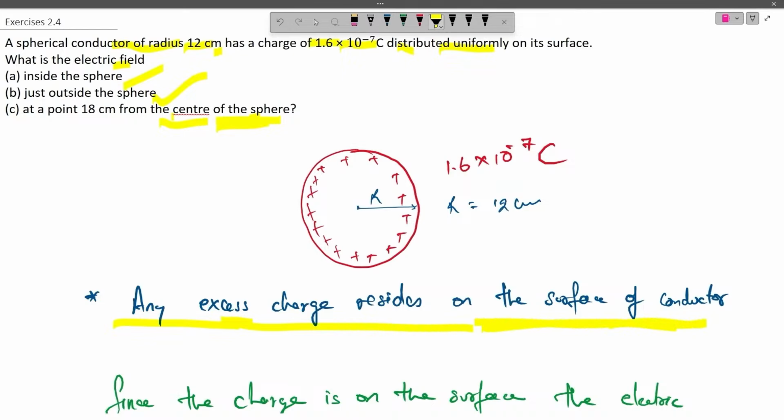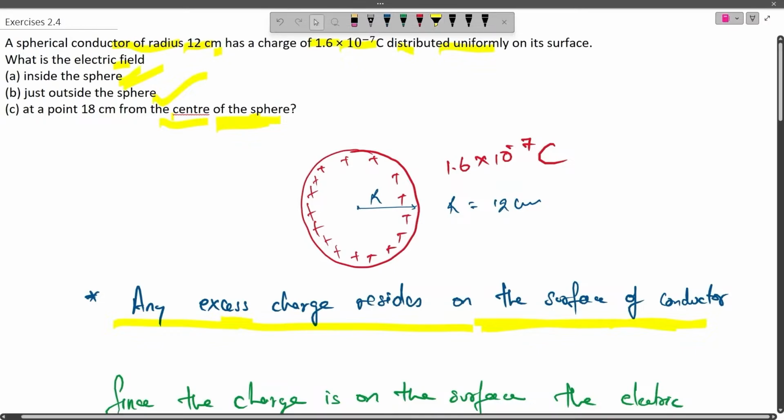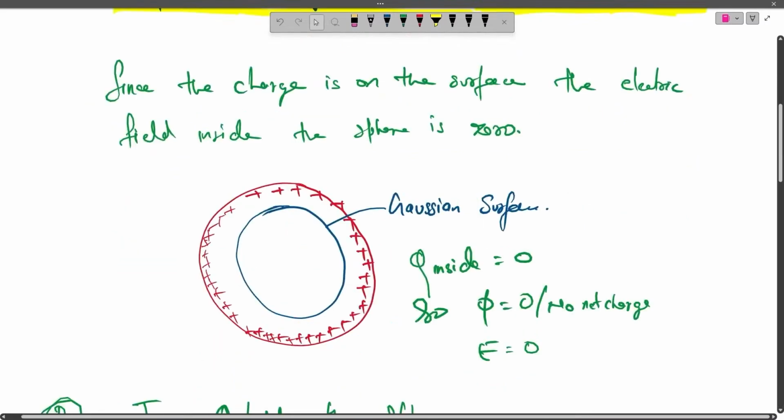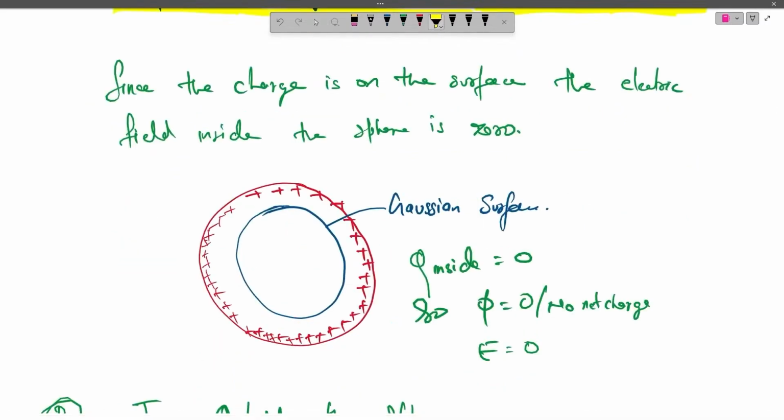No net charge is present inside the conductor. So for the first part of the question, what is the electric field inside the sphere, we can apply Gauss law. Inside the sphere, assuming that there is a Gaussian surface inside the sphere, there would be no charge inside the Gaussian surface. Thus, flux would be 0 because there would be no charge inside the Gaussian surface. Thus, electric field would be 0.